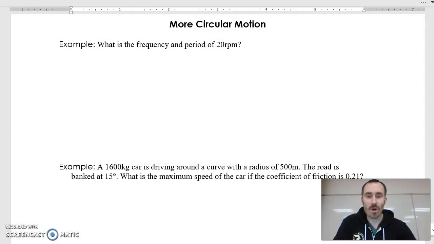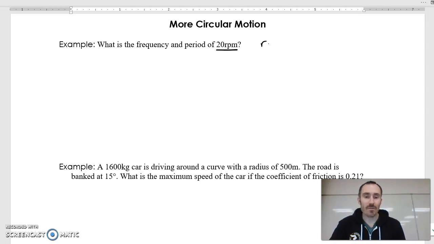So we're going to look at one more example, put together one more set of tools to solve problems involving circular motion before we move on to something that's a little bit different. So let's remember the relationship between frequency and period. This is 20 RPM. What is the frequency and period of 20 RPM?